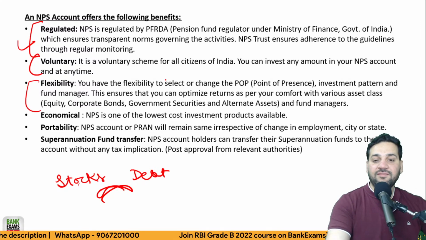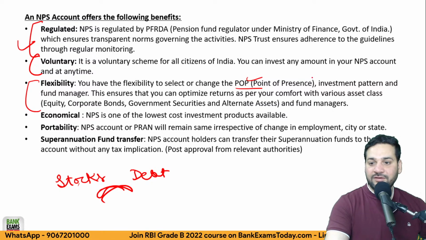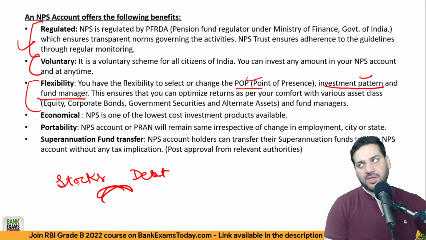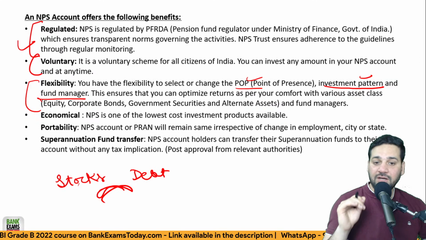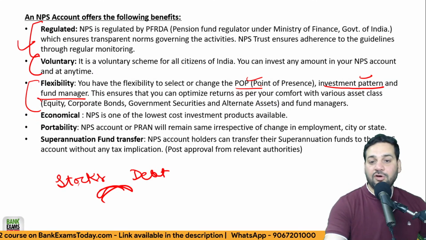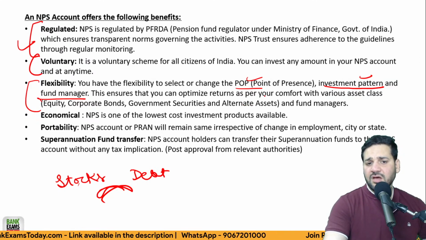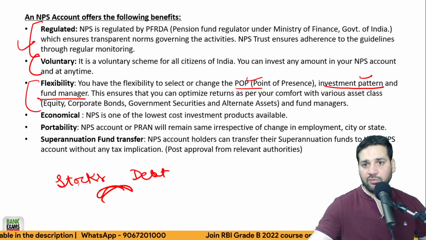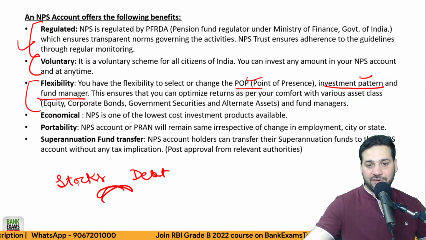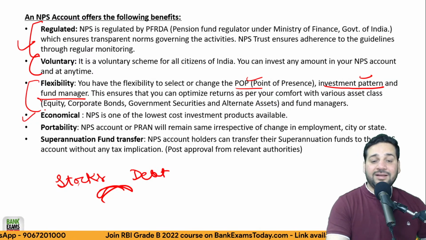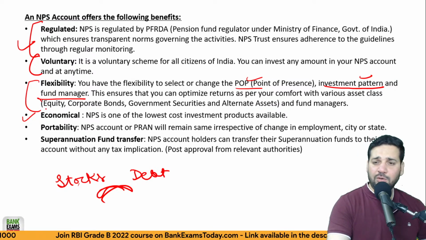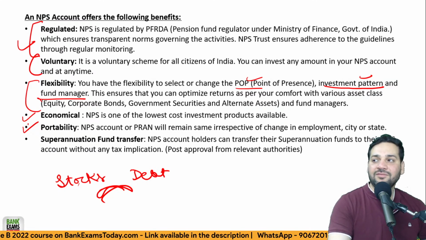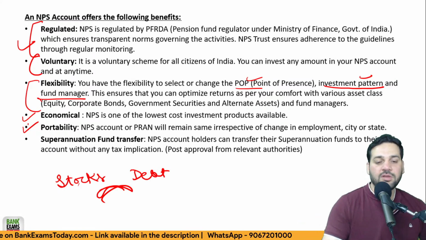So flexibility, you have the flexibility to select or change the POP, point of presence, investment pattern, and the fund manager. So Kotak, HDFC, SBI are there. I guess there are 12, 13 fund managers. You can select your fund manager yourself, similar to the way you select your mutual fund AMCs, which fund you have to invest in. Similarly, you can invest with the fund manager, right? And then it is economical. It is one of the lowest cost investment products, and you're going to get a lot of tax benefits, right? Portability is there. If you didn't like the returns, the way a fund manager is working, you say, okay, I'm going to switch. You can switch easily.